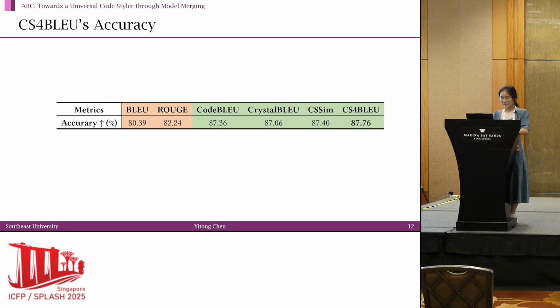And you can see that the code-specific evaluation metrics, which are the green part in the table, consistently and significantly outperform natural language evaluation metrics in terms of accuracy.